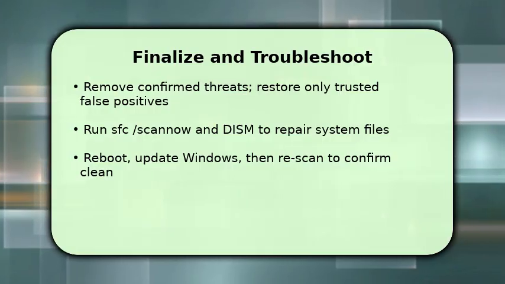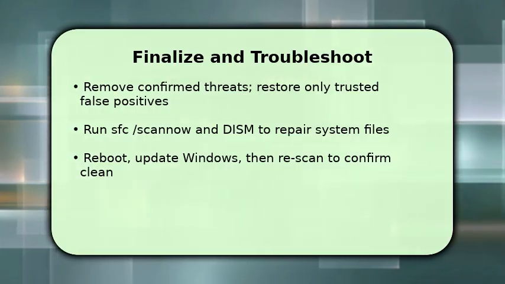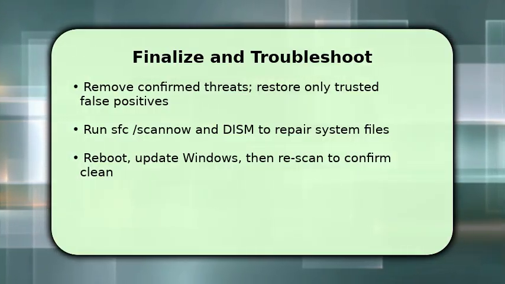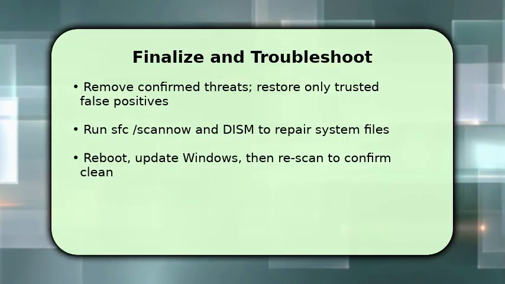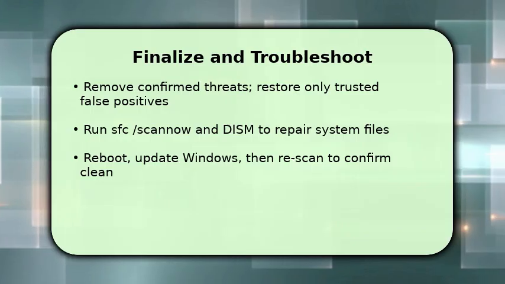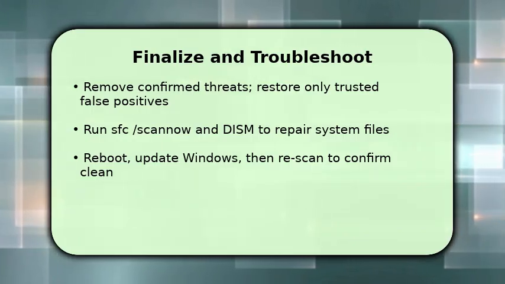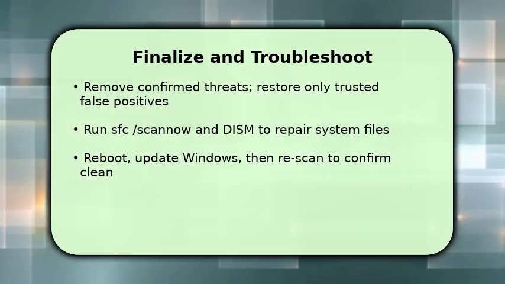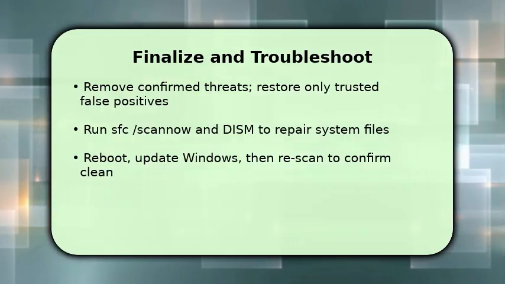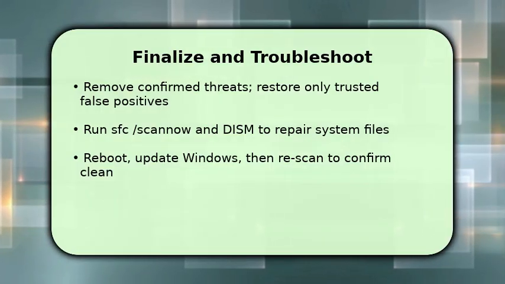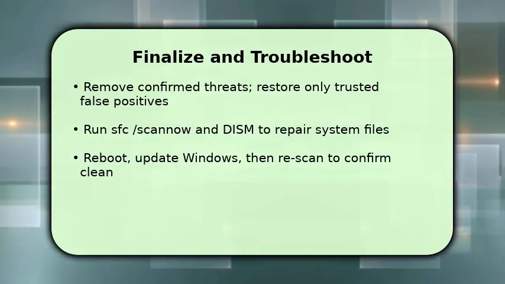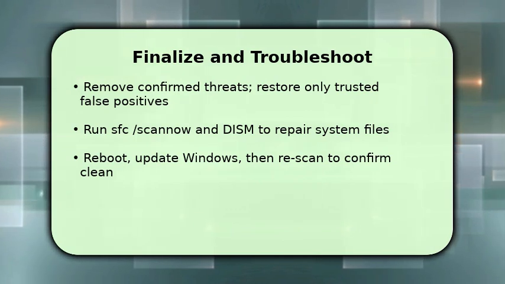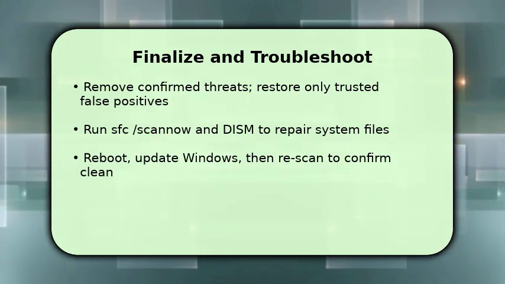Once removal is done, run System File Checker using sfc /scannow and DISM to repair corrupted system files, because infections often damage Windows components. After repairs, reboot, fully update Windows and definitions, then run another full scan to confirm the system is clean. If scans keep finding the same item, boot to safe mode or Defender offline and retry. Persistent detections may require specialized removal tools.